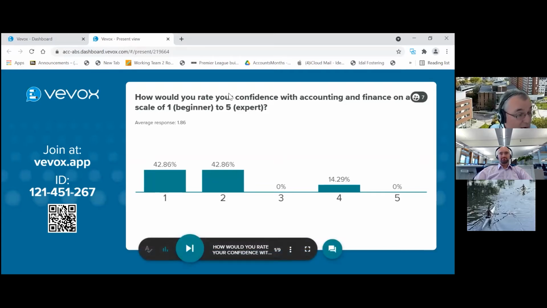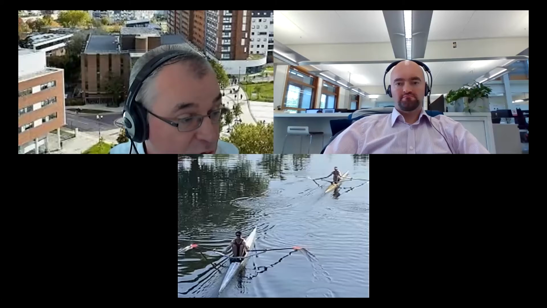So hopefully you now have a better idea of how Vivox works. We'll be turning to it from time to time, but for most of the session, I've got some PowerPoint slides, which we will share at the end, which hopefully provides some structure to the session.